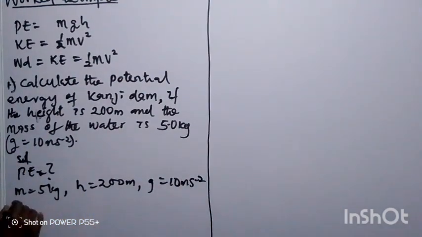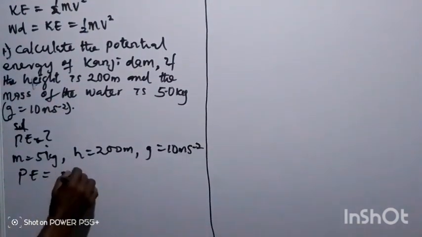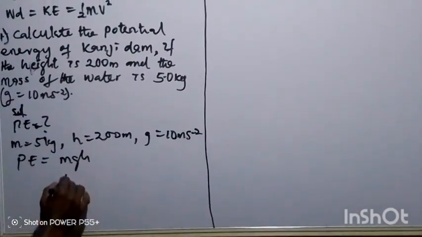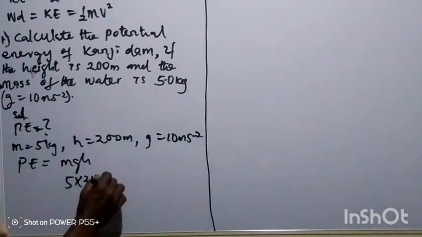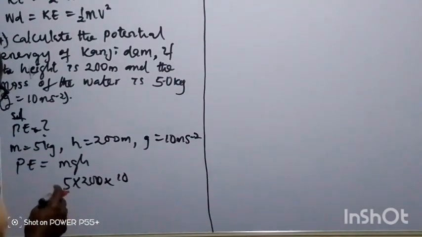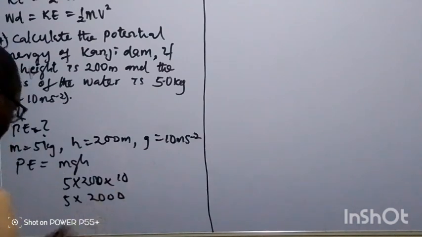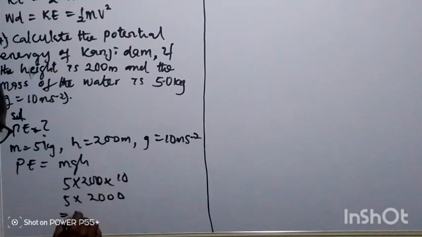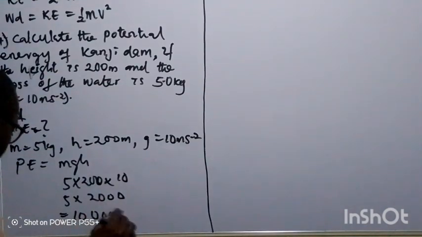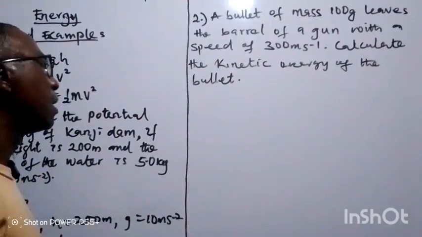Now, put down our formula. PE, according to what is on the board, is mgh. So this will give 5 multiplied by 200 multiplied by 10. Multiplying everything together, this will be 5 multiplied by 2000, which gives us 10,000 joules. That is the PE of Kanji Dam according to this calculation.